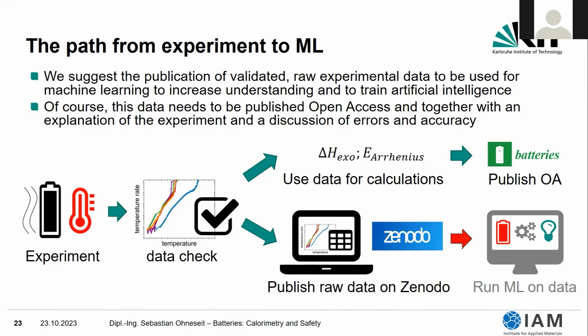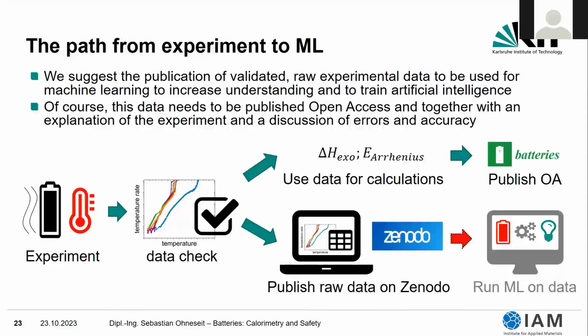Machine learning should be used to increase the understanding, and maybe we can even train an artificial intelligence that will be able to identify the chemical reactions running. Of course, this needs to be done in an open access way, and together with explanation and metadata of the experiments and a discussion of the errors and the accuracy of the measurement.